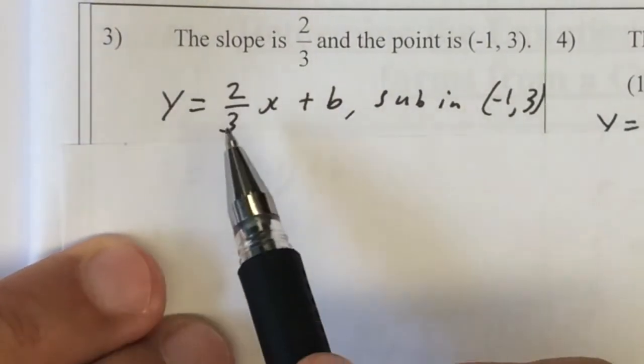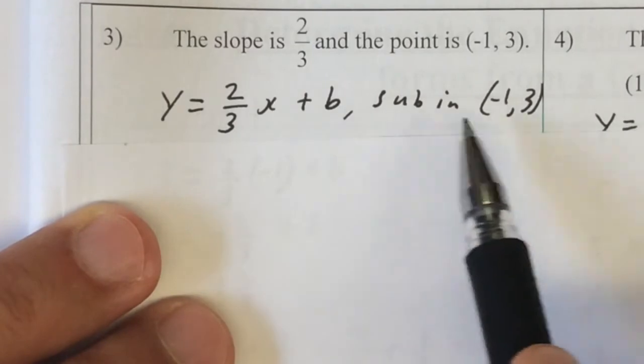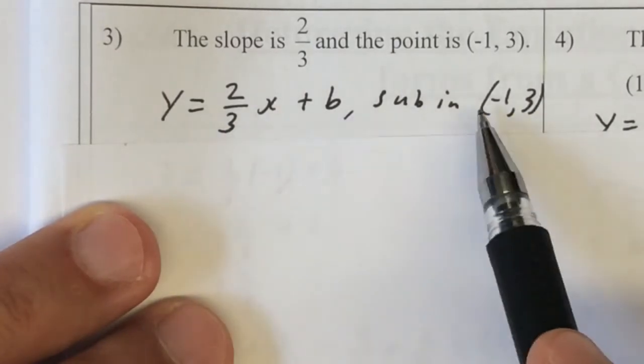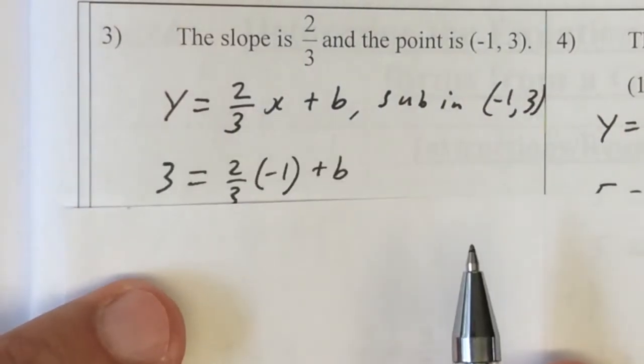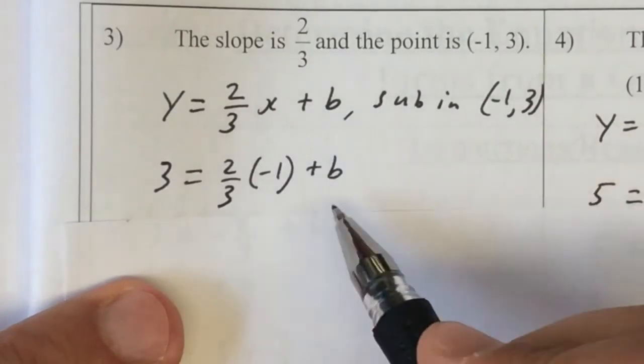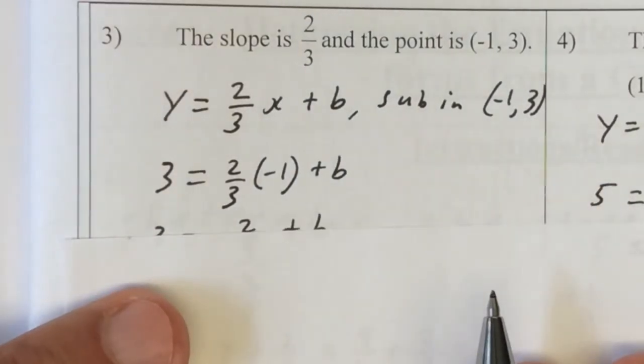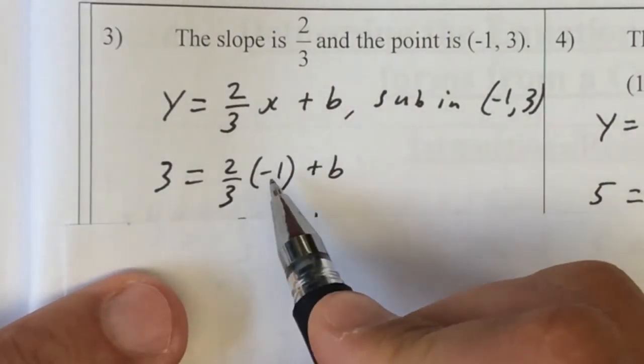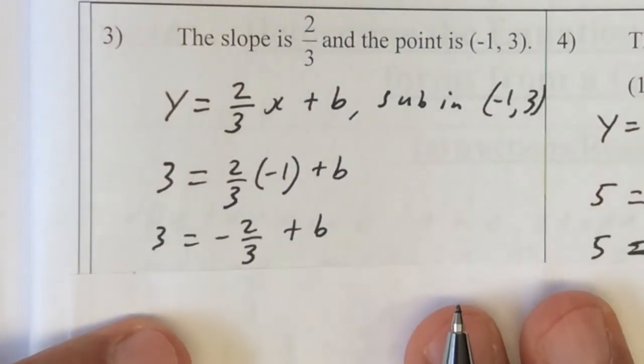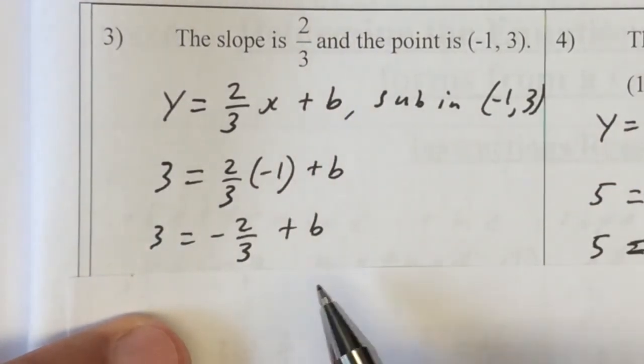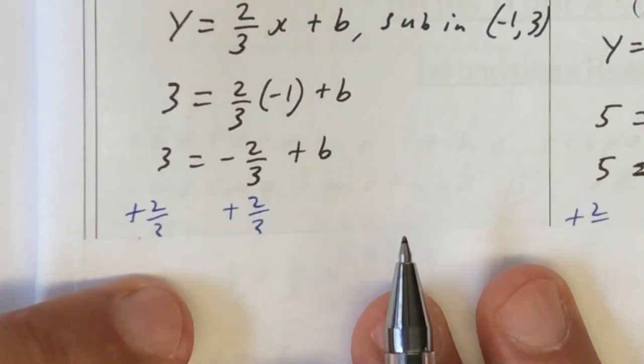Sub them in. So 2/3 in for the slope. Sub that point in. The y goes out here. The x goes here. Okay. And then solve for b. So in this case, negative 1 times 2/3 is just negative 2/3. Now you got to add 2/3 to both sides.